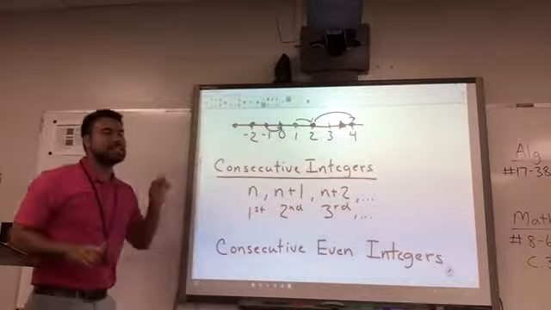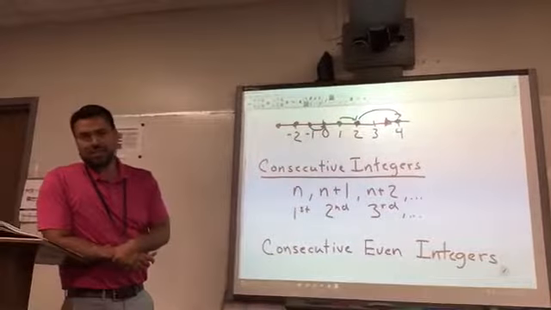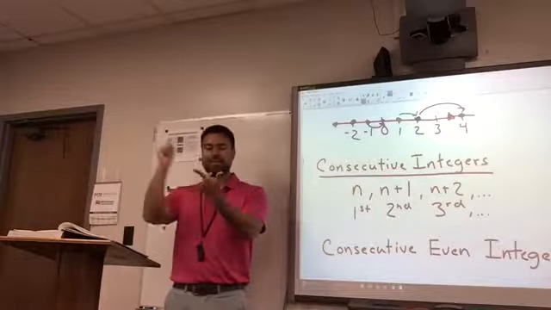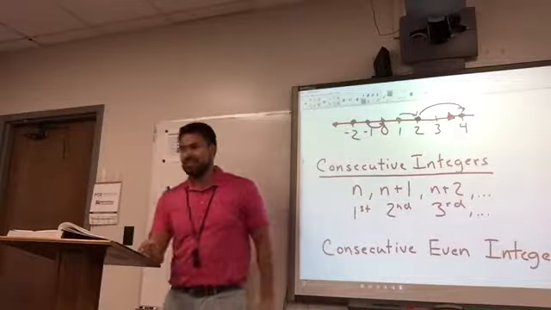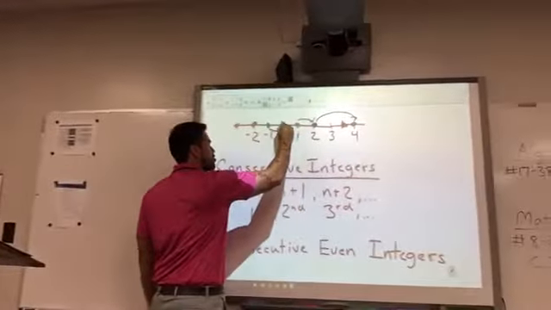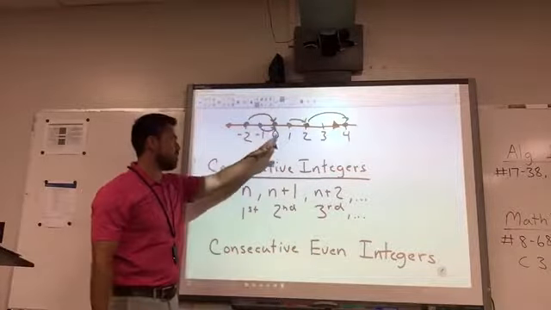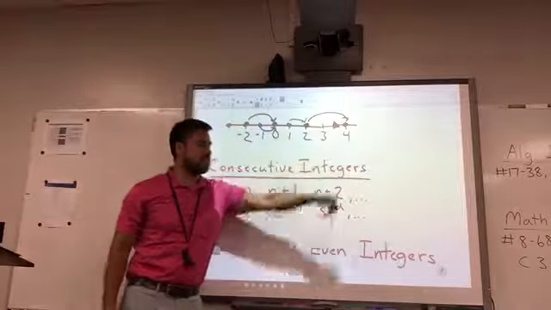What would be the next consecutive even integer? Next consecutive even. Okay, it's got to be even. It's got to be consecutive. 0. It would be 0. What would be the next one after 0? 2, 4, 6, 8, so on and so forth.